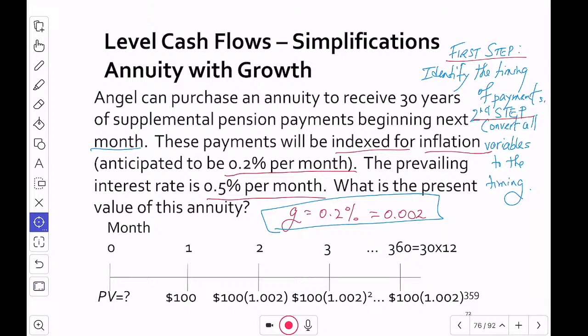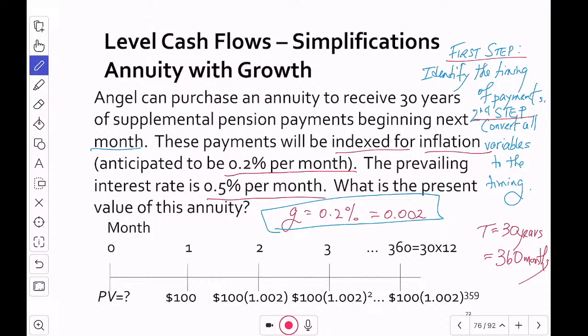So you have the number of years you're told is 30. We also have to convert that. Since t equals 30 years, we need to convert that to months. So it's 360 months. The prevailing interest rate is the 0.5%. That doesn't show up on my timeline. It's going to show up in the formula.